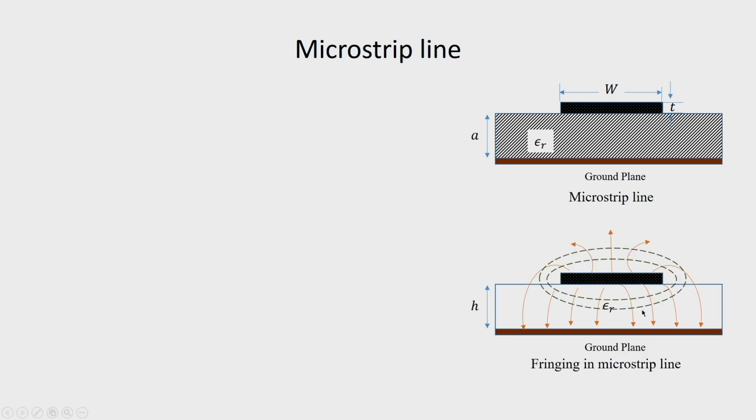The propagation in microstrip is called quasi-TM, because unlike strip line, here dielectric is present only on one side, the other side is air, and therefore the fringing of the field takes place. The transmission is close to TM, but not purely TM, and this type of propagating modes are called quasi-TM.